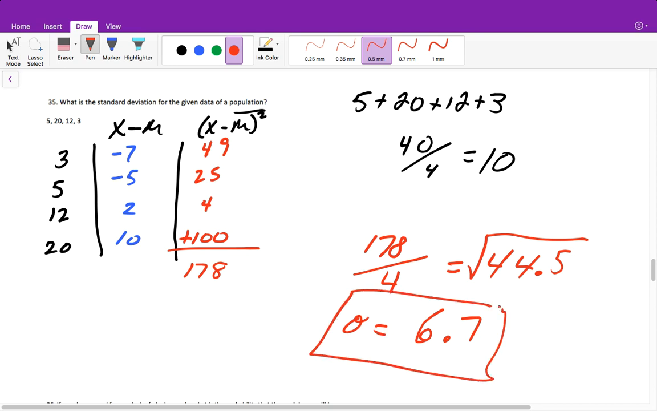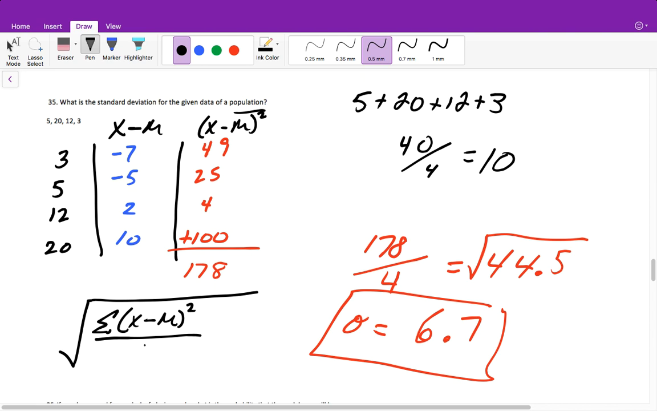All right, so you take your mean, you subtract your mean from each of your data set, and you square it, you add them up, divide by the total number of data you have, and take the square root. The formula I'm giving you on your formula sheet is going to be this formula here. So the square root of the sum of your x minus your mean squared divided by n, your number of data.